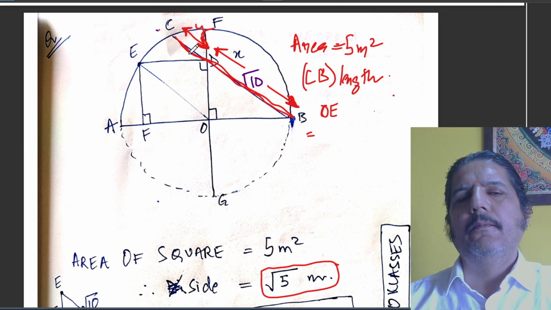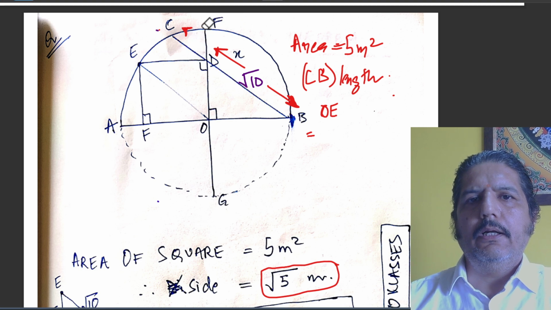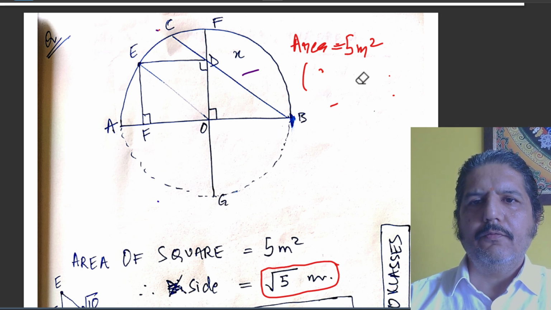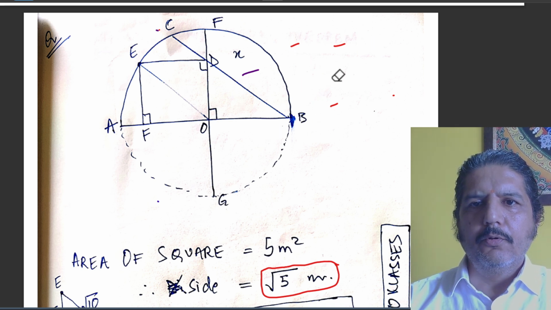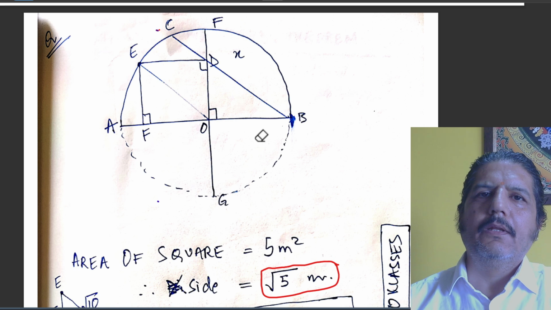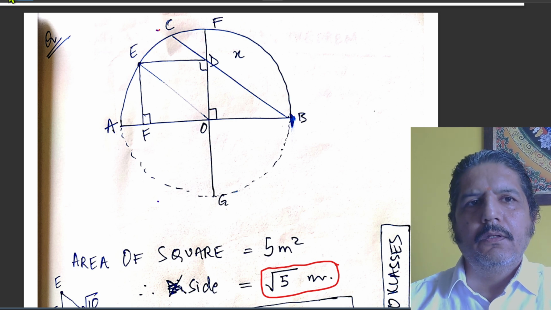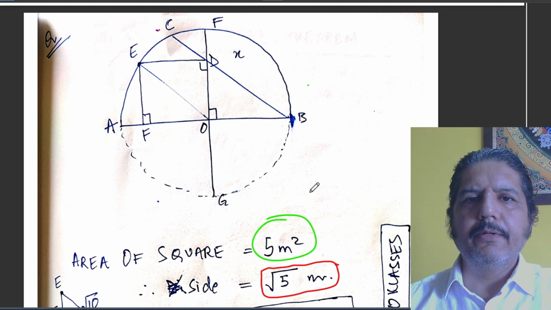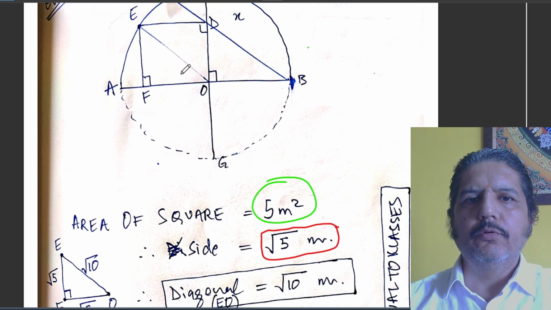So all I need to find now is this part y. Now let me review where I have reached till here, so that you are with me. It's a beautiful question. I liked it a lot. Very well constructed question. So let's look. So area is 5 meters square. So side is root 5. So each side is root 5. Okay.